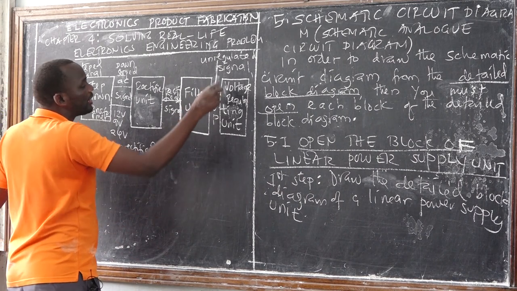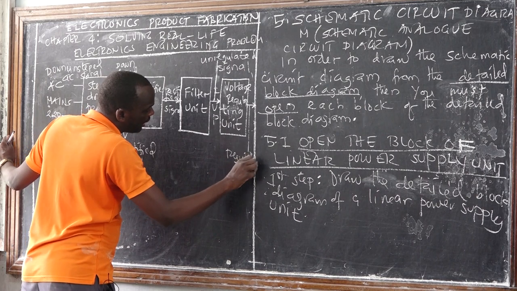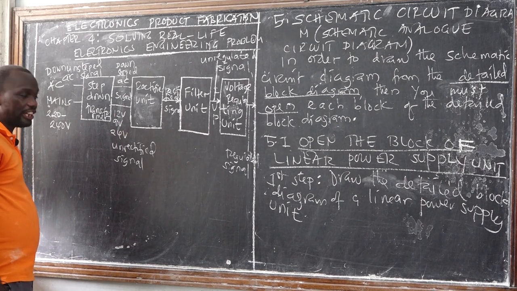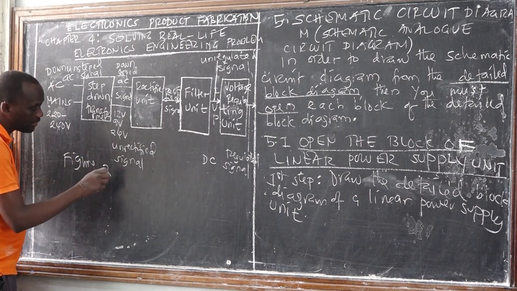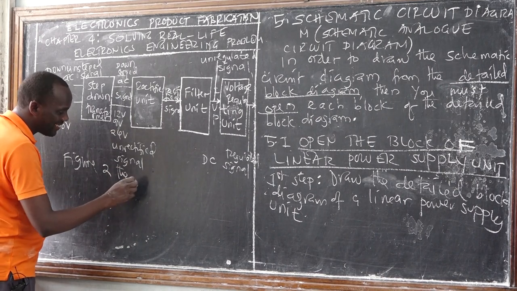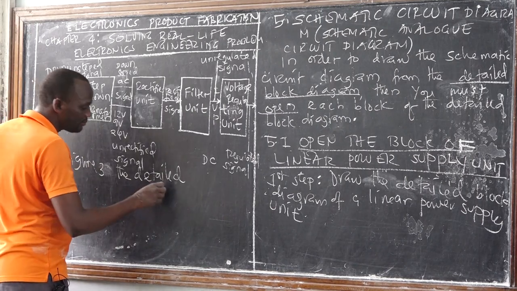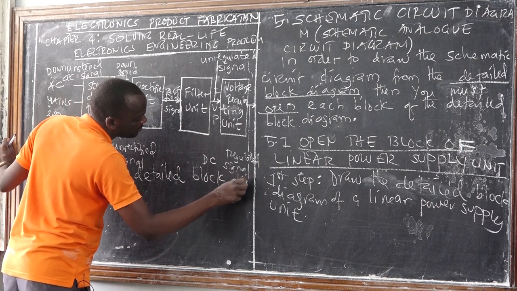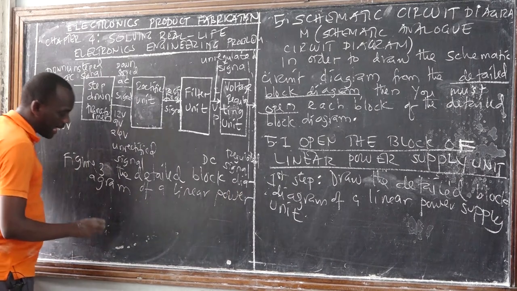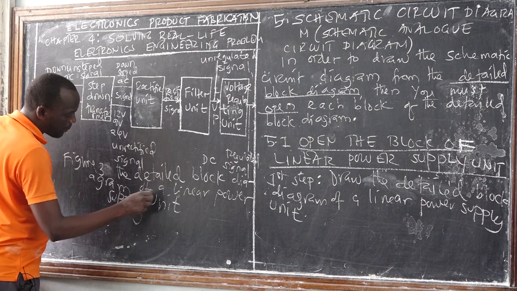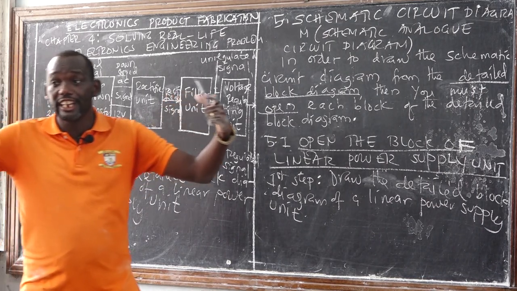Okay, Pili? So once this voltage regulating unit does its function, here we are going to have what? This signal we call regulated DC signal. Are we together? This is figure three, the detailed block diagram of a linear power supply. So this block plus this block plus this block were hidden in one block of power supply.